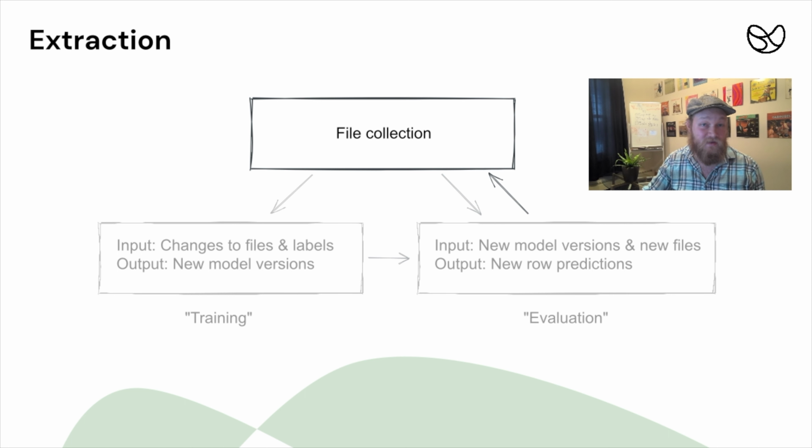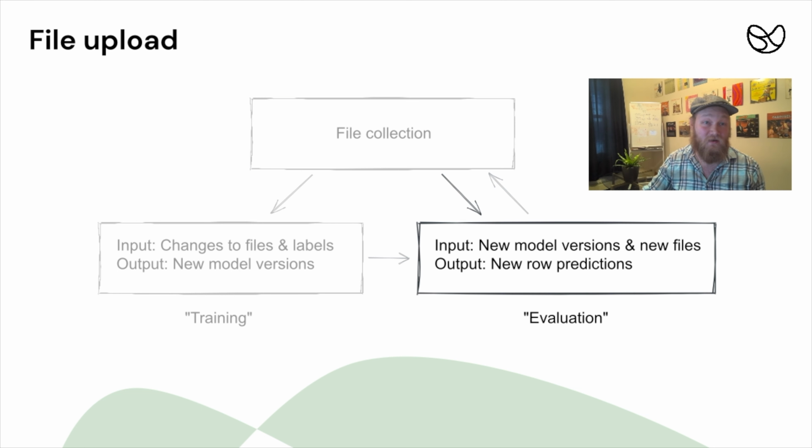Now, what's nice about framing the problem this way is that each component of the system is only responsible for doing work when something it cares about has changed. For example, when I upload a new file to the system, training actually doesn't do anything at all. It's only listening for new labels coming in. Evaluation, on the other hand, was listening for new files as well as new model versions, so it knows to wake up and generate some predictions.